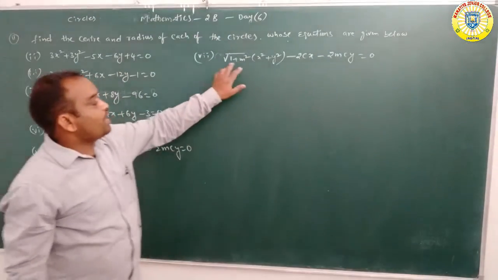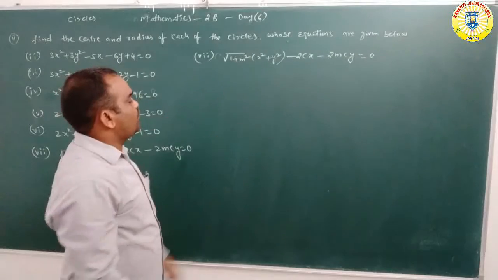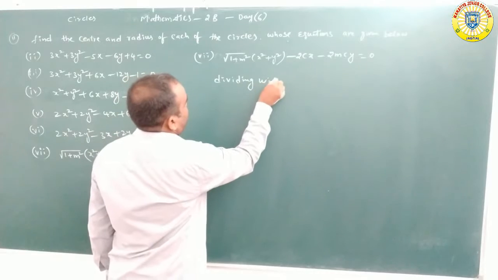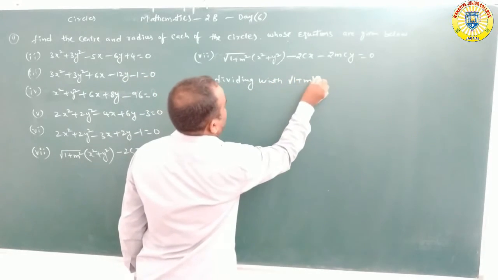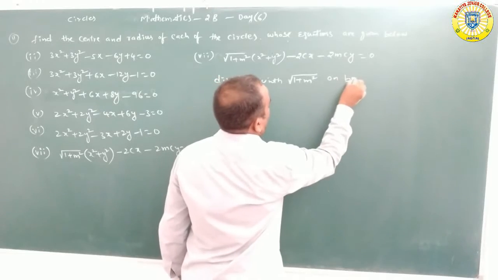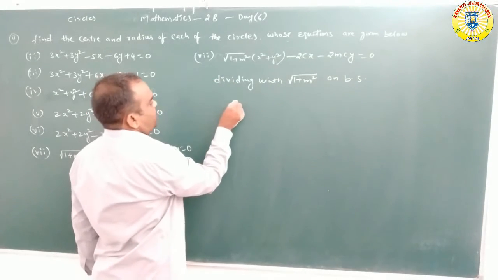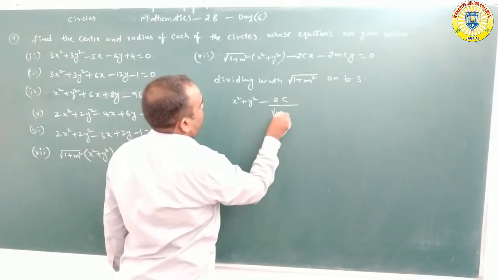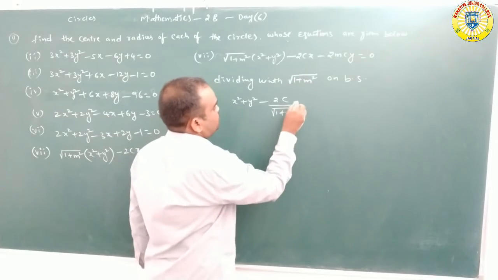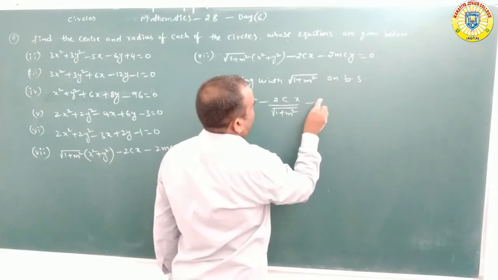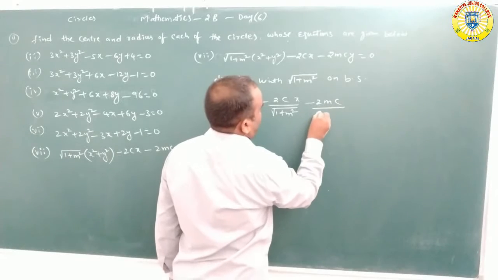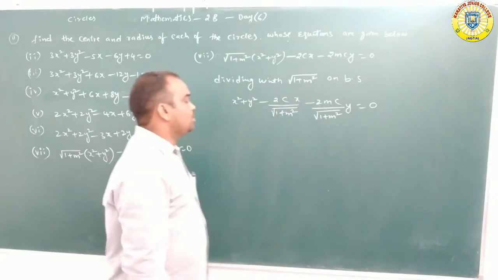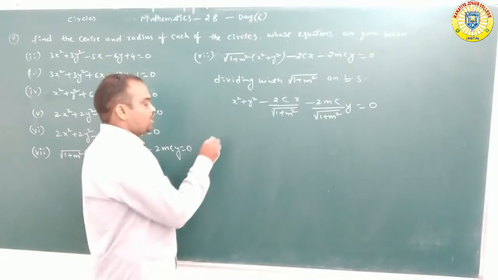Okay now, here what is the coefficient of x square and y square? Under root of 1 plus m square. First, here we divide both sides by under root of 1 plus m square. So that is nothing but we get x square plus y square minus 2c by under root of 1 plus m square into x minus 2mc by under root of 1 plus m square into y is equal to 0. So now this is in the general form of the circle.